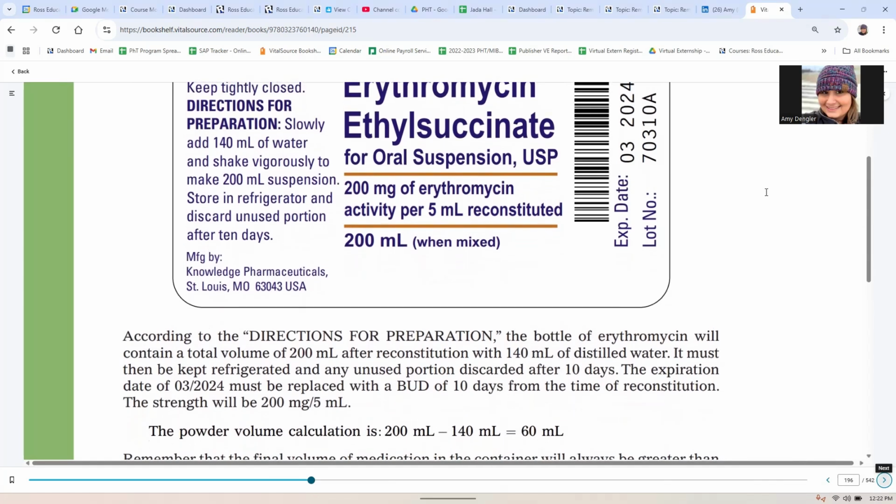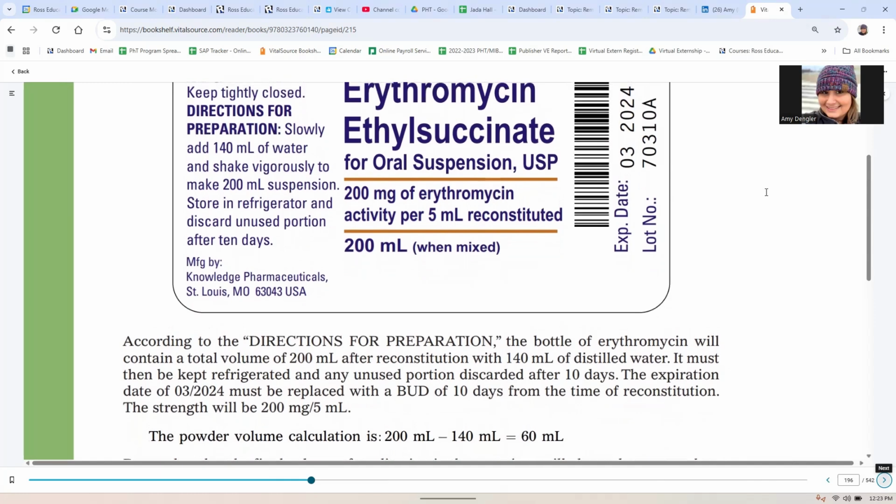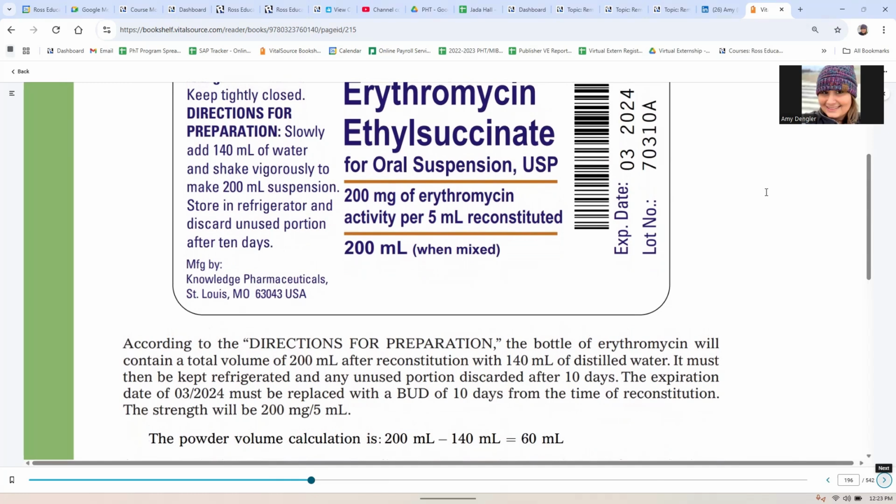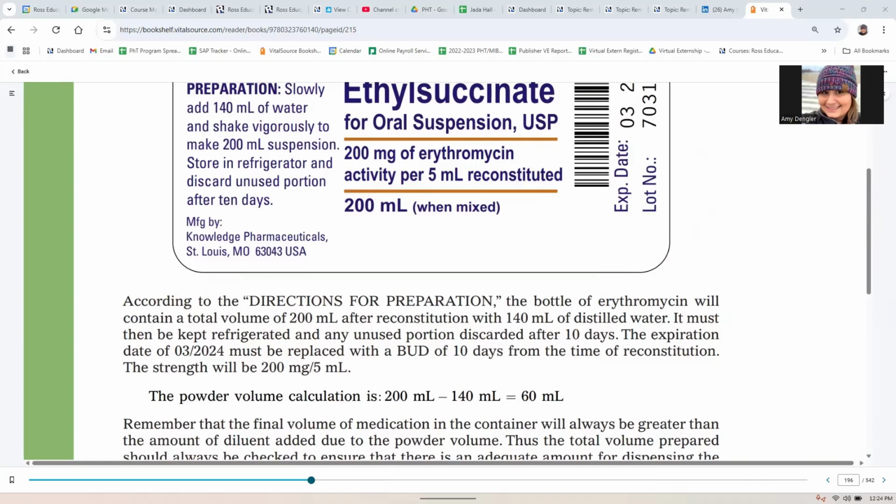Now, the powder volume calculation. So this is already done here in this example. And of course, we can use a calculator for this as we can on the homework and quizzes and PTCB exams. So there's no real workout here, but the 200 ml that they're getting here in the powder volume calculation comes from the 200 ml when mixed. And then we are subtracting 140 ml, which we get from the directions over here.